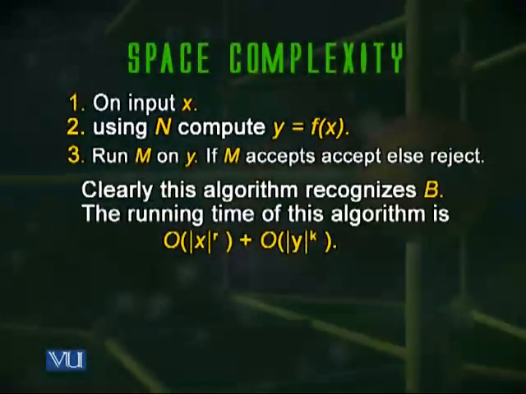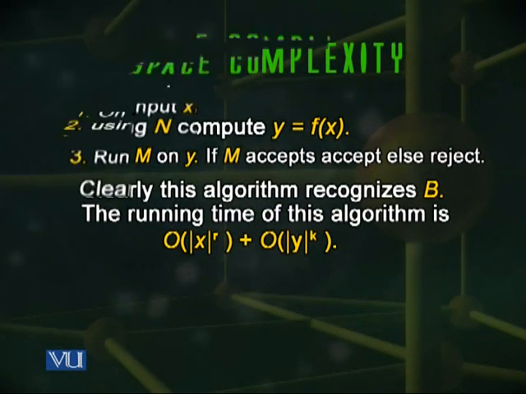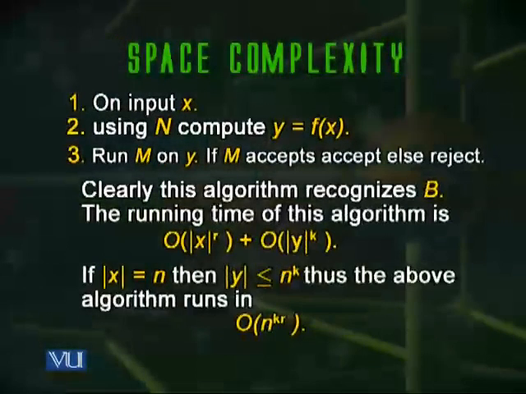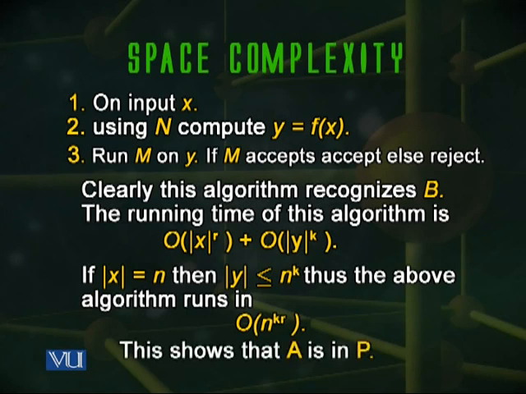Let's see how much time this algorithm takes. The running time is O(|x|^k) plus O(|y|^r), where n^k was the running time of the reduction and n^r was the running time of M. Now if the length of x is n, then the length of y is less than or equal to n^k. Thus the whole algorithm will run in time O(n^(kr)), which is polynomial time. Therefore this shows that the language A is in P.